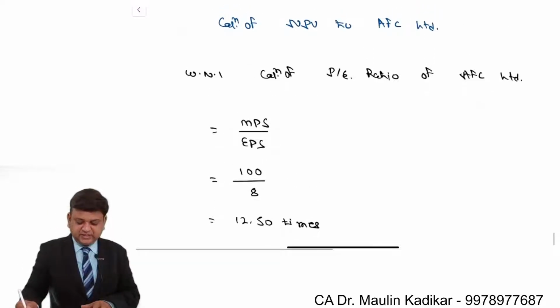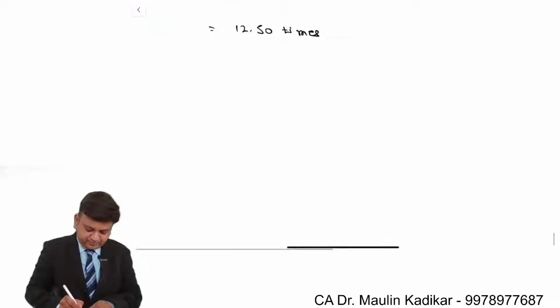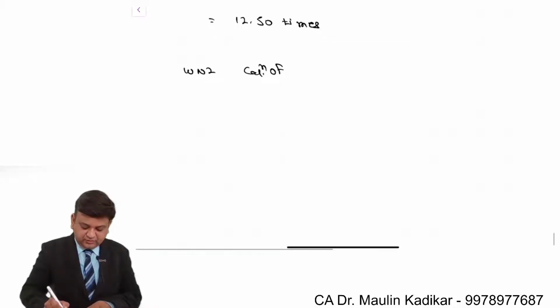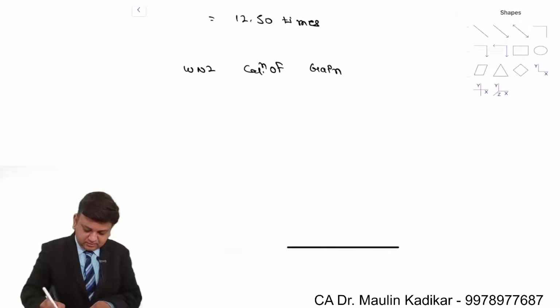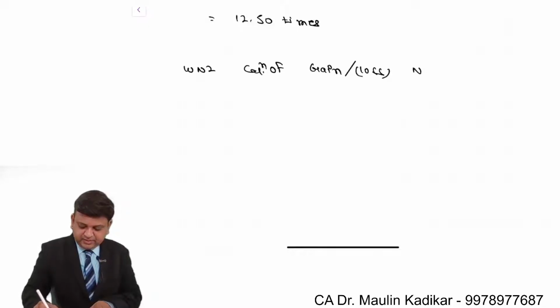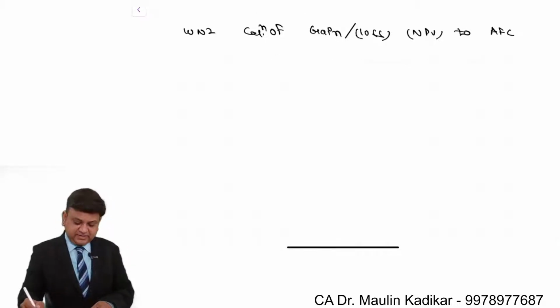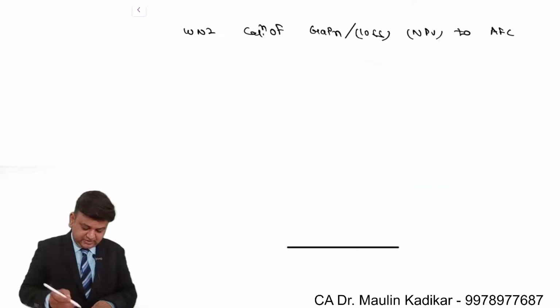That is the way the price earning ratio of AFC Limited is calculated. Working note number 2: calculation of gain/loss (in bracket, NPV to AFC). Now understand carefully how we are going to calculate the same.